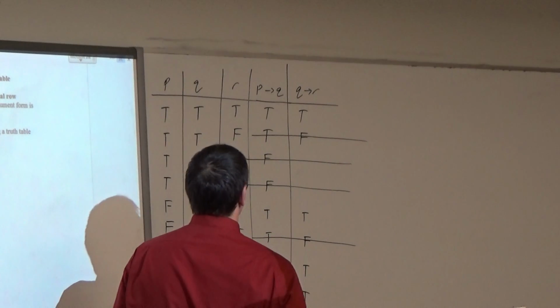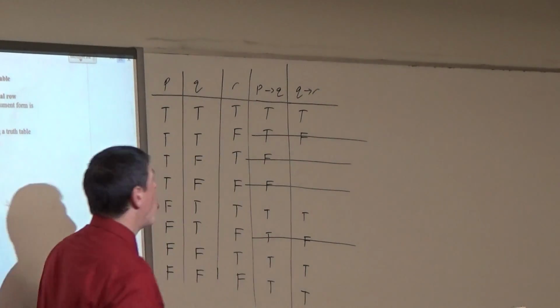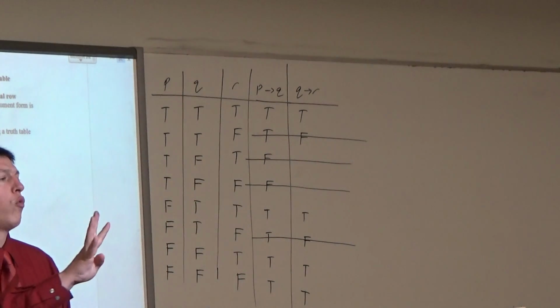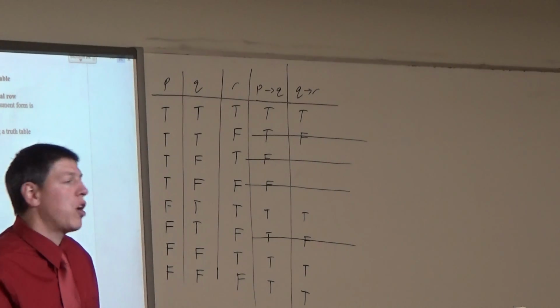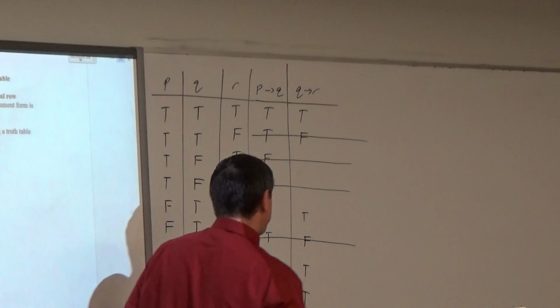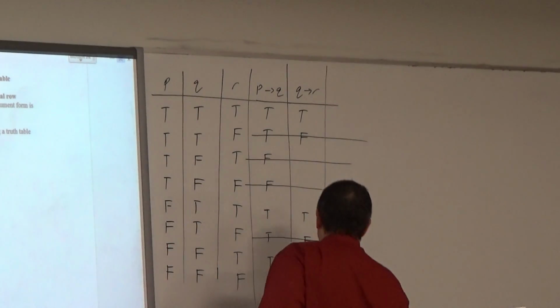So when it comes down to it, guys, don't we only have 4 critical rows? That way we don't have to keep making truth tables for all of those rows.